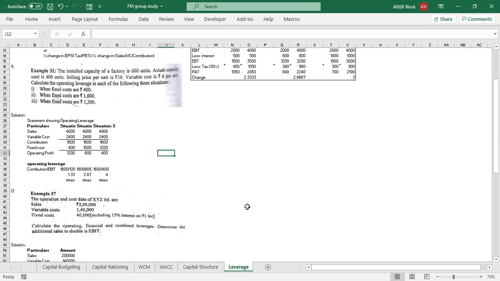Let me just ask Joshi, are you done with the first question? Yeah, Dheeraj, I got it. Okay, good. 1.33, right? 2.67, and 4. Perfect. The second question, the sales value is normal, variable cost is normal. This fixed cost, they have given 40,000 and in brackets they have said including 15% interest on 1 lakh. So interest is 1 lakh multiplied by 15%, which comes to 15,000. What is the rest, 25,000? That's the fixed cost. Yes. So when they say that is the total, out of which 25,000 is fixed cost.